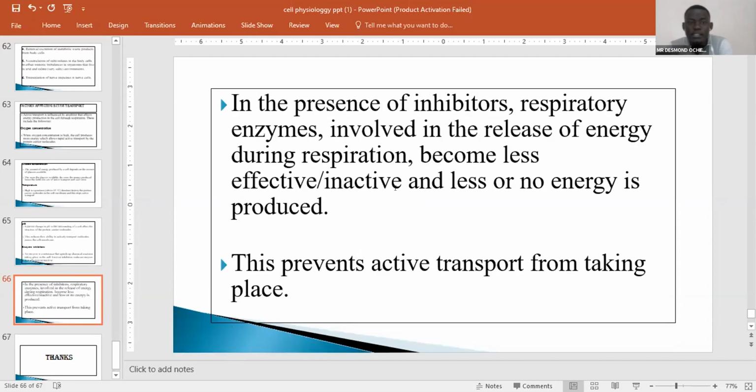So, in the presence of enzyme inhibitors, respiratory enzymes, which increase the rate of respiration... Allow me to repeat that point. Respiration is facilitated by what we call the respiratory enzymes. These respiratory enzymes, which are involved in the release of energy, become less effective or inactive, and less or no energy can therefore be produced. When there is less or no energy produced, there will be no active transport taking place.